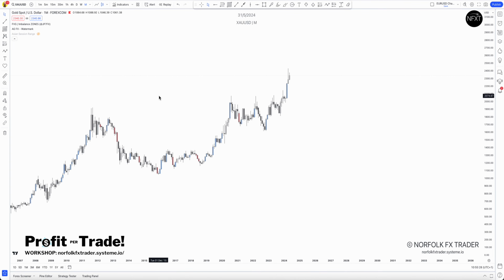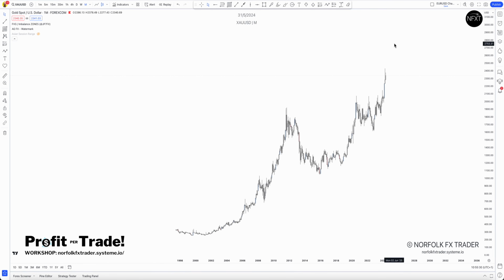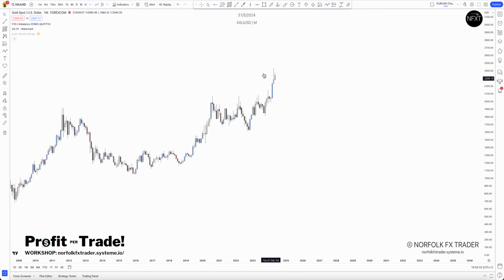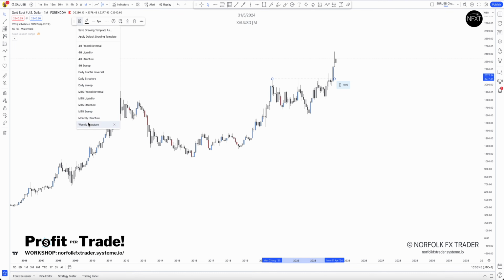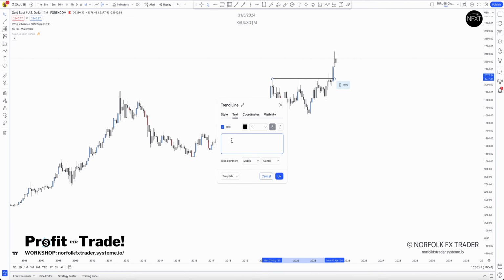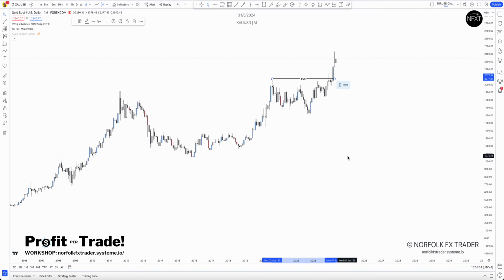So gold, we can identify that, zoom out, we can see it's a very strong bullish market, gold. If I'm mapping this, I can identify we had a pullback here, we had a continuation, and my last final breakout was here. So again, look, I can mark this off as a monthly structure, and I'll put this as a BOS for you.